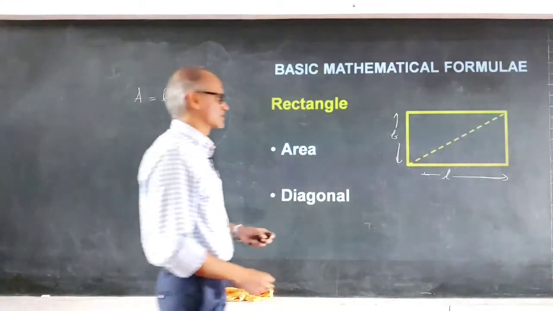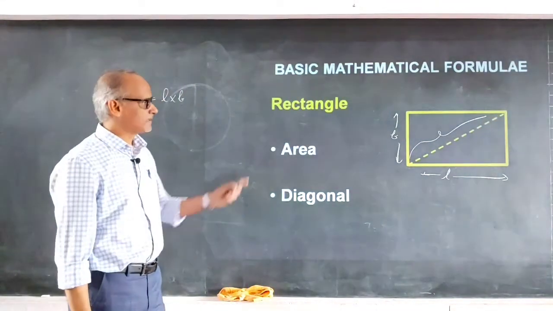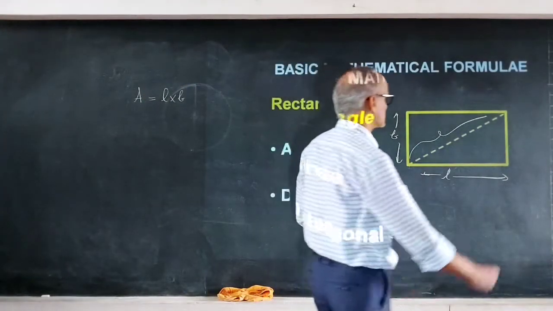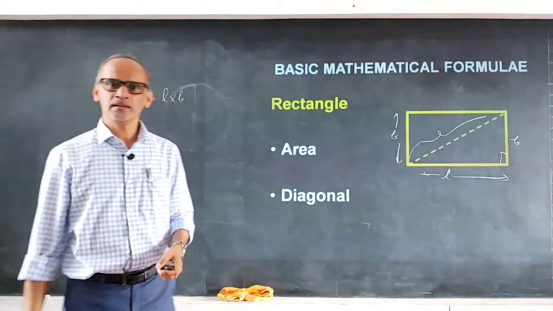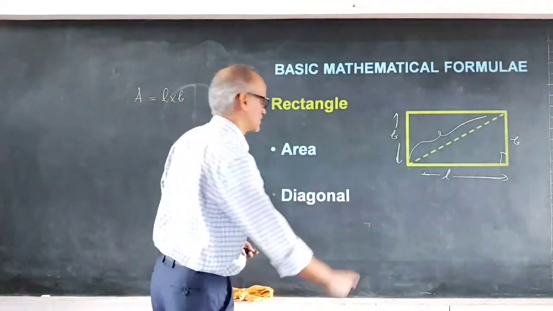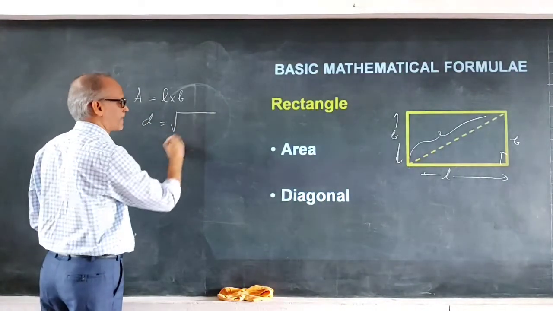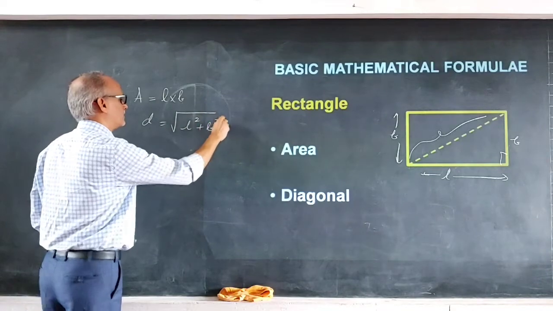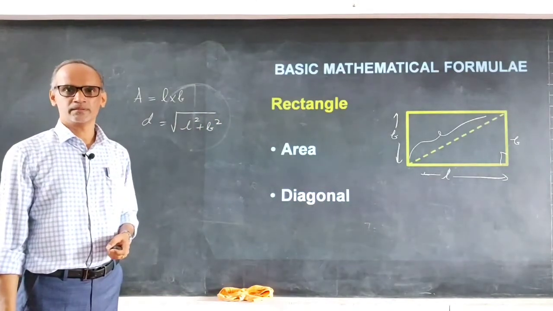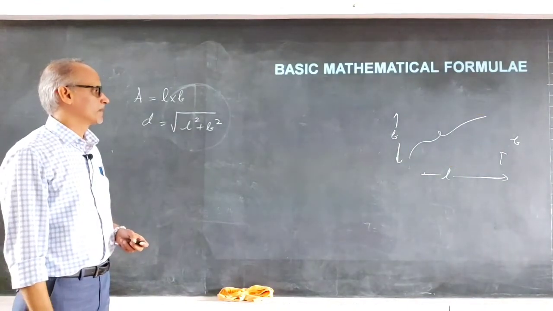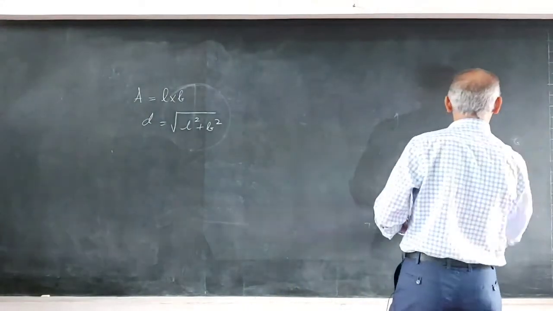Diagonal. So I want this, this is the diagonal. What is the value of that diagonal? I can find it. This is L, this is B, and this is a right angle triangle. Correct? So how do you find the diagonal? Using the Pythagoras theorem. I will write D. It is the root of L square plus B square, the diagonal of the rectangle. Are you clear? Okay. Let's see one more structure, one more formula.